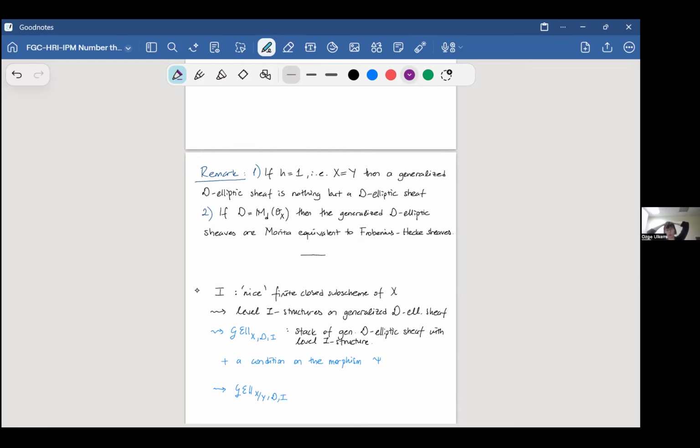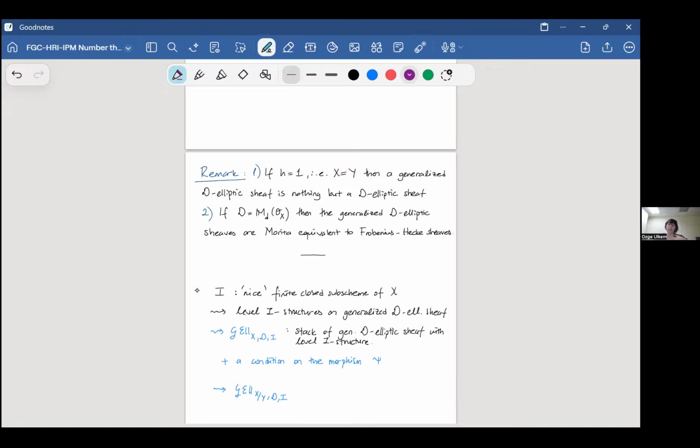Why I call them generalized elliptic sheaves is because if we forget that we have a covering, then a generalized elliptic sheaf is nothing but a D-elliptic sheaf defined by Laumon, Rapoport, and Stuhler. And if you forget the D action, but you still have the covering, then you have the Frobenius-Hecke sheaves of Stuhler. But okay, we define these objects, then let's look at their stack, right? I want to classify these objects.